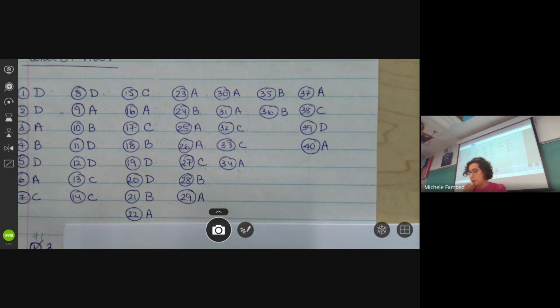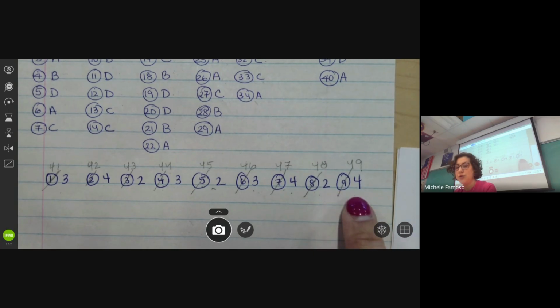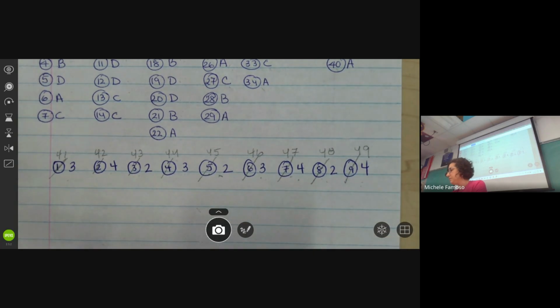All right, the last 2 pages. Number 1 is 3, 2 is 4, 3 is 2, 4 is 3, 5 is 2, 6 is 3, 7 is 4, 8 is 2, and 9 is 4. Now, when you want to ask questions on these multiple choice, I'm going to ask you to first give me the page number that the question is from, and then the question number, okay?